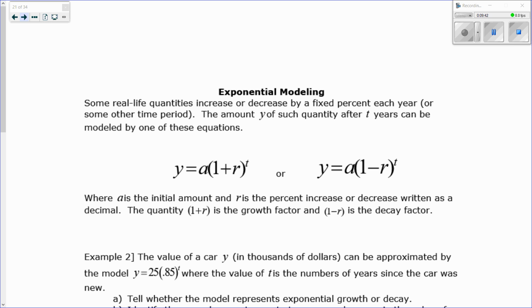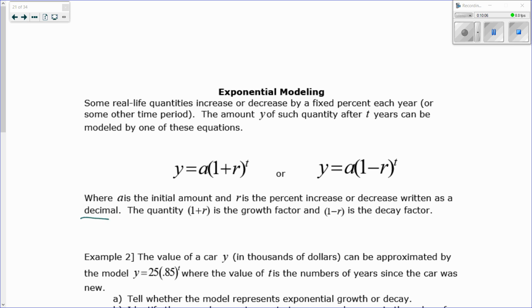Exponential modeling. Some real life quantities increase or decrease by a fixed percent each year or some other time period. The amount y of such a quantity after t years can be modeled by one of these equations: y equals a times (1 plus r) to the t, or y equals a times (1 minus r) to the t, where a is the initial amount and r is the percent increase or decrease written as a decimal.